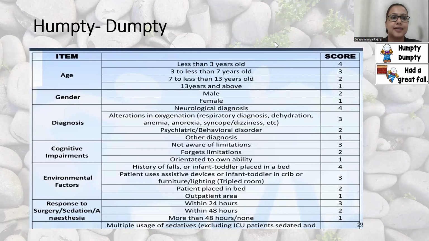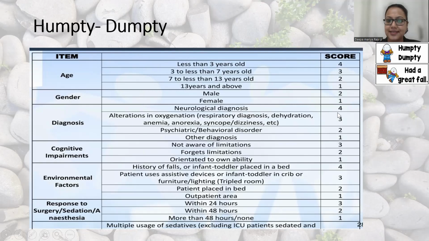So it is having 6 criteria like age, gender, diagnosis, cognitive impairment, environmental factors, response to surgery, sedation, or anesthesia. So there are categories: less than 3 years, like age-wise score. Then male, female, considering that male kids are more vigorous, maybe.